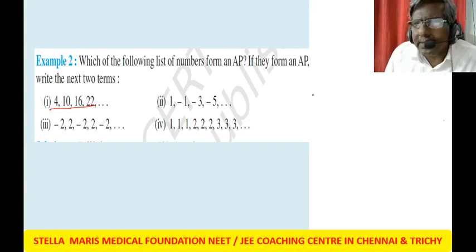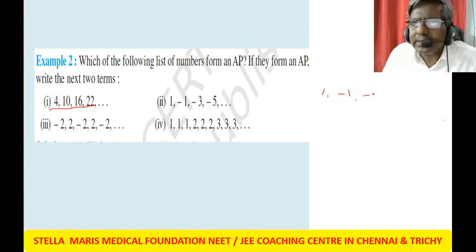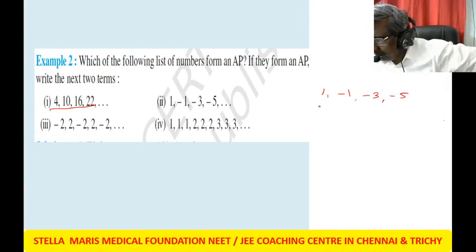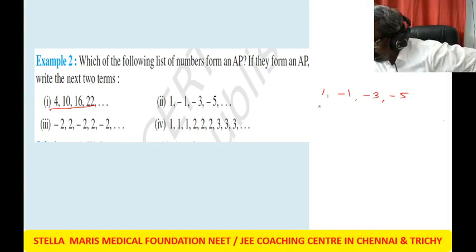See, now tell me the answer here. 1, minus 1, minus 3, minus 5. Tell me whether it is an AP. If so, give me the next two terms. Suppose if it is not an AP, we can ignore that problem.